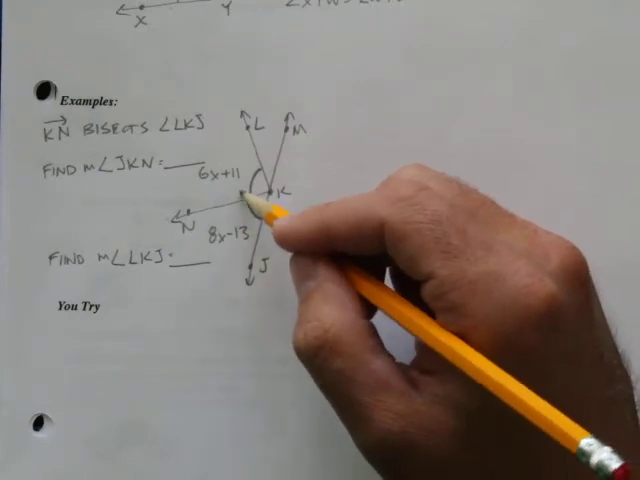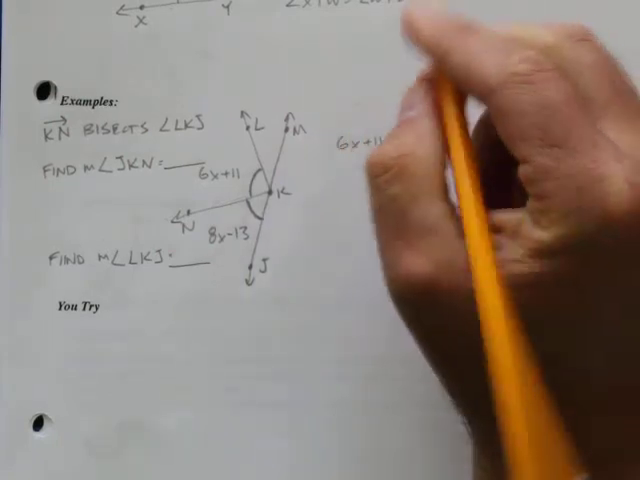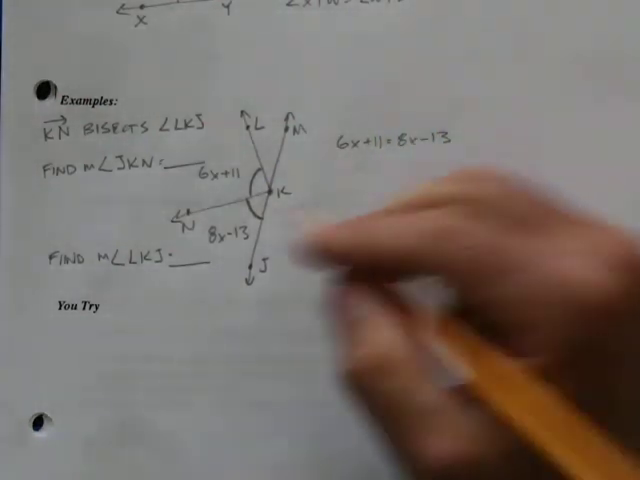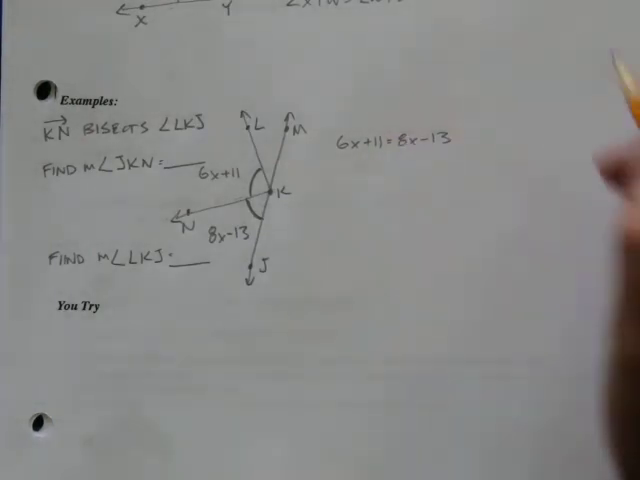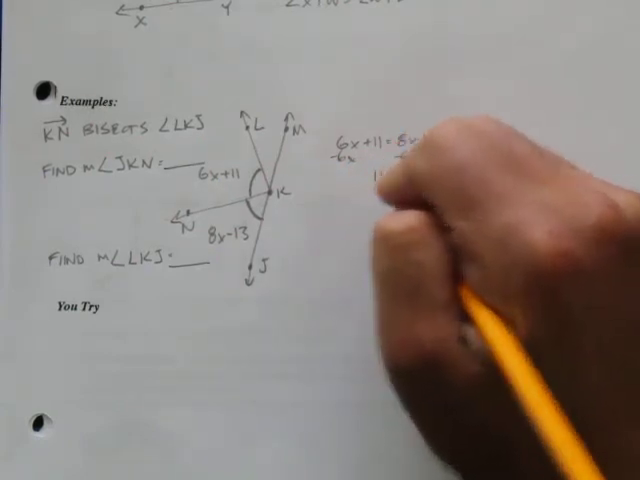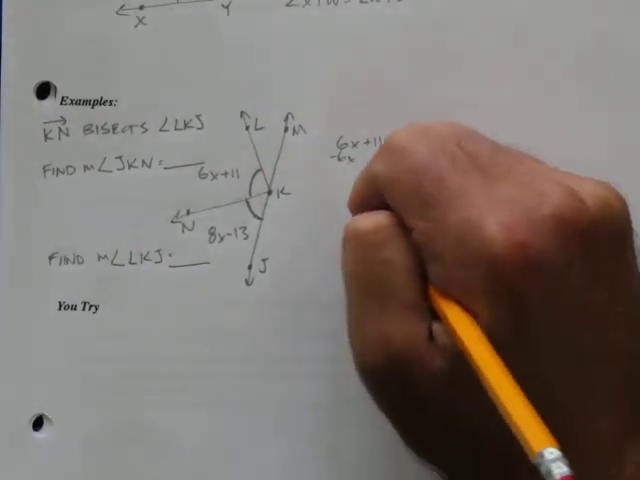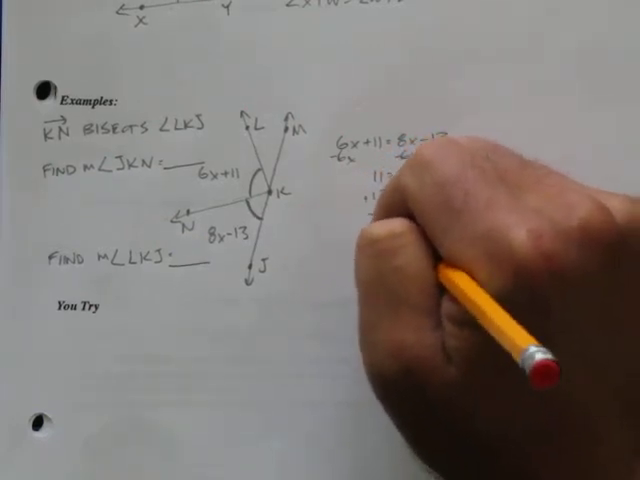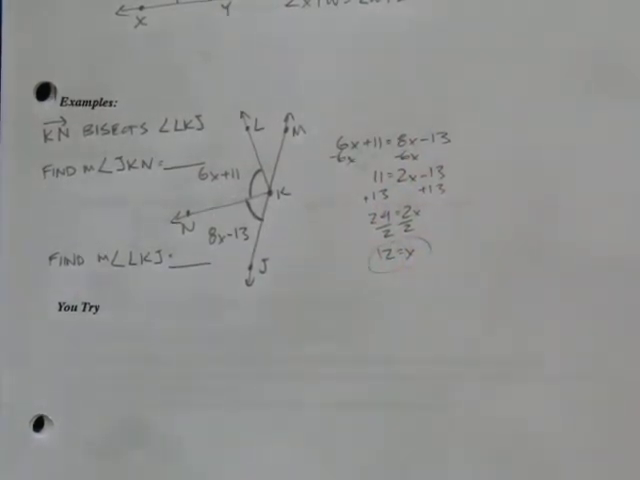So all I need to do here is set these two equal to one another because the angles are congruent. So I can say that these two values are equal to one another because they are. And so now I can just do some algebra to find out what x equals. So I'm going to subtract 6x from each side, and I get 11 equals 2x minus 13. Then I add 13 to each side. What I do to one side, I do to the other side. And I get 24 equals 2x. Divide by 2 from both sides. 12 equals x. Yay, 12 equals x. Am I done? No, I'm not done.